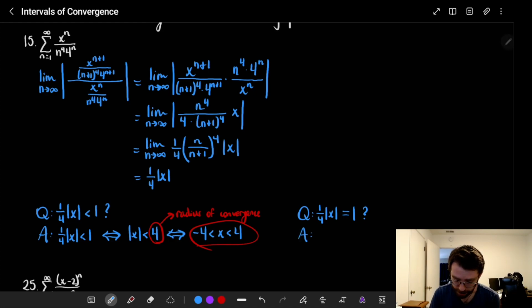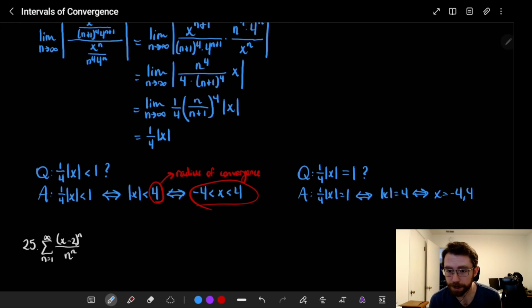So basically the math is the same. Instead of an inequality, I have an equal sign, so maybe you're not too surprised to see, well, let's write it out, I suppose. 1/4 absolute value of x equals 1. If I multiply both sides by 4, that's the same as absolute value of x equals 4, and that's equivalent to x being either +4 or -4.